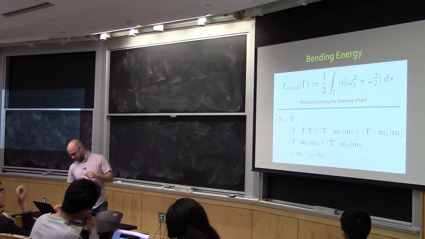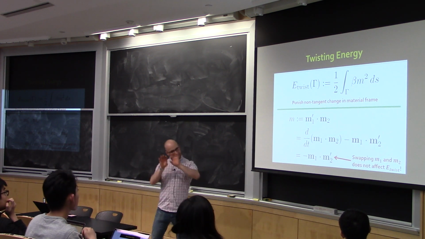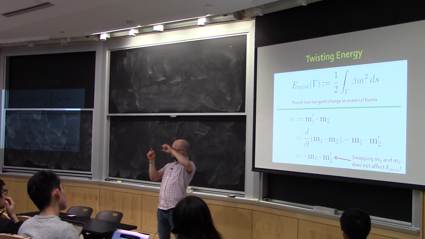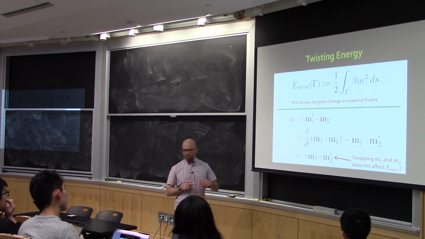And then there's a twisting energy. Remember, twist is like: I fix the shape of the curve, but now I have this frame that's moving along it, and a frame that's twiddling around really fast is somehow higher energy, right? Think about an old phone line or a shoelace or something. I guess shoelaces are still something we use, yeah?